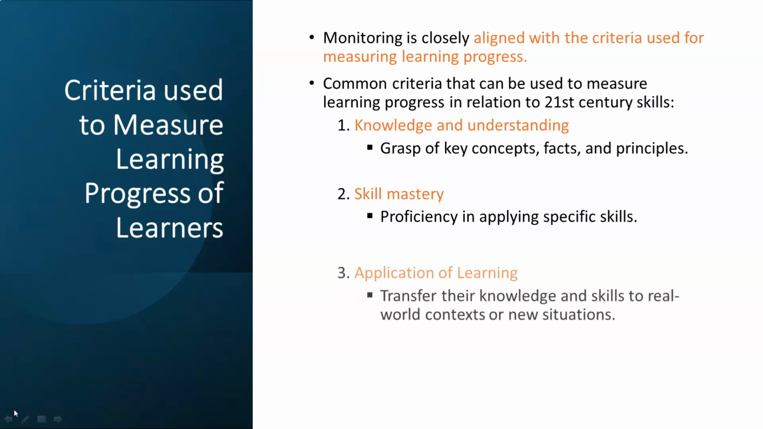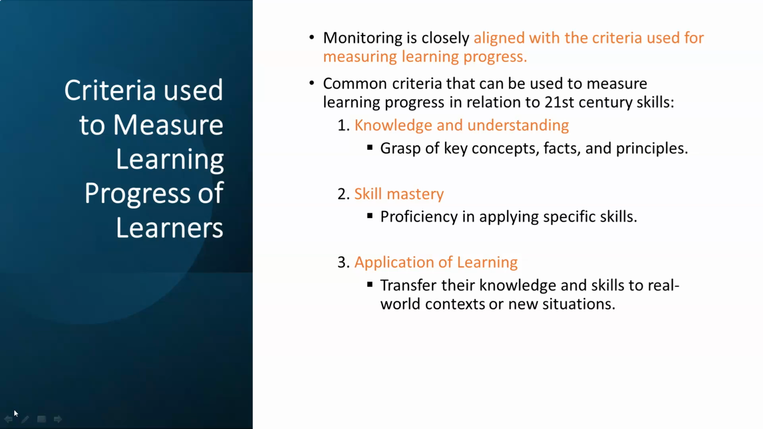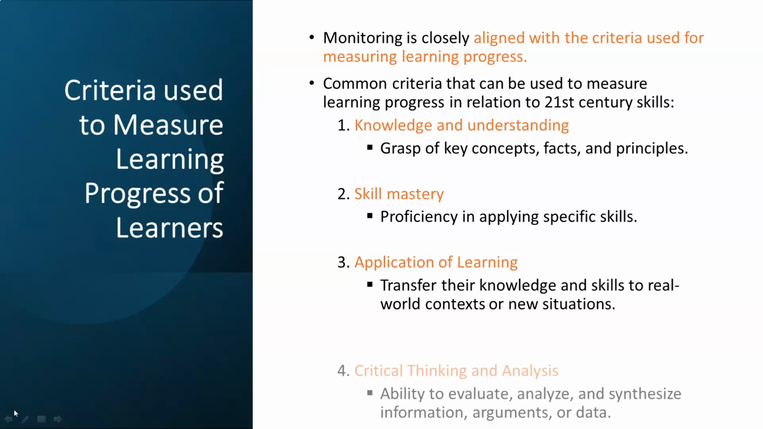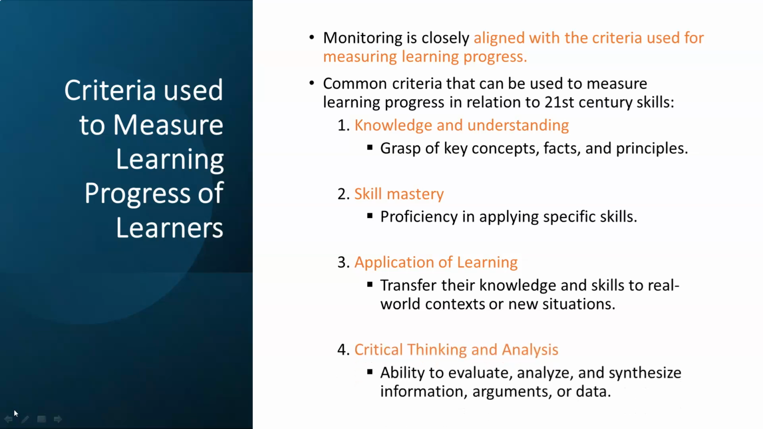3. Application of learning. Assessing the application of learning involves evaluating learners' ability to transfer their knowledge and skills to real-world contexts or new situations. This criterion examines learners' capacity to use what they have learned in practical and meaningful ways, demonstrating their understanding and adaptability.